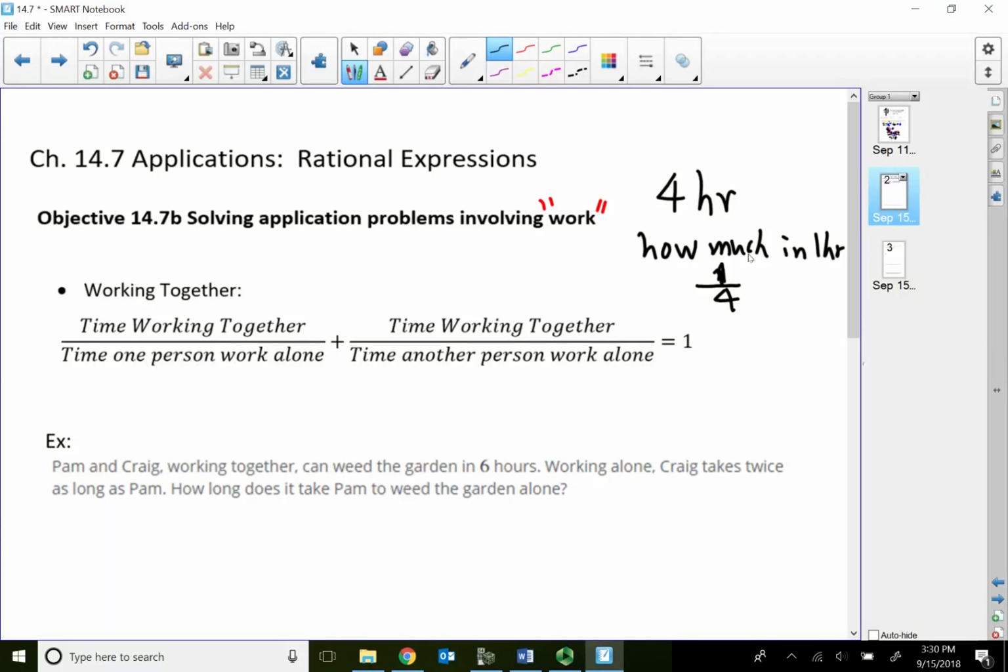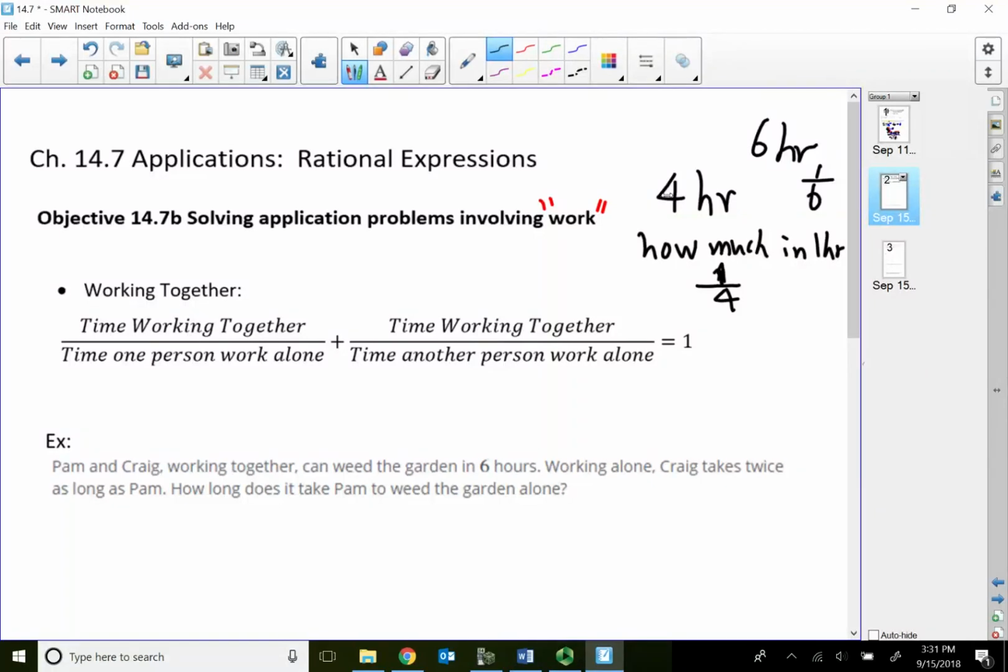So imagine working together with somebody else. Of course, two people working together are going to get the job done a little bit quicker. So let's say it takes you 4 hours and it takes somebody else 6 hours to paint the same room. In every hour, you paint 1/4, the other person paints 1/6. So working together, you can finish the job in less than 4 hours.